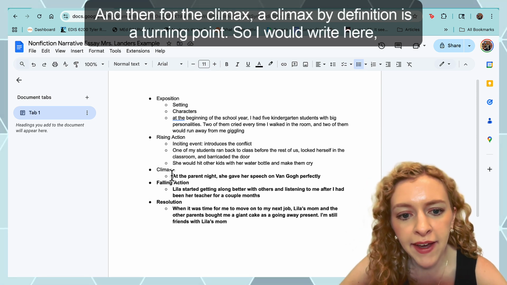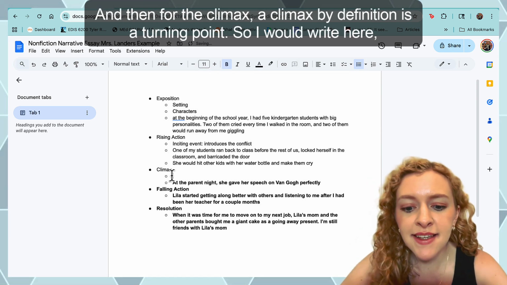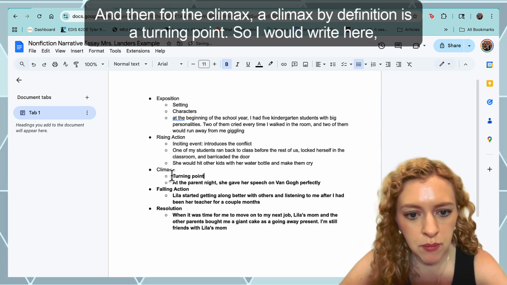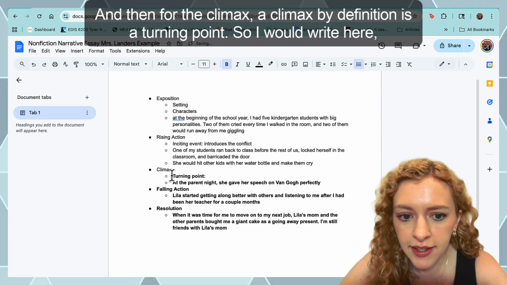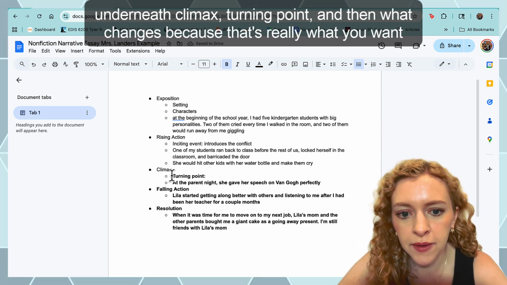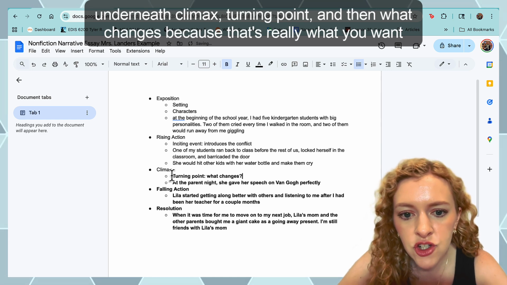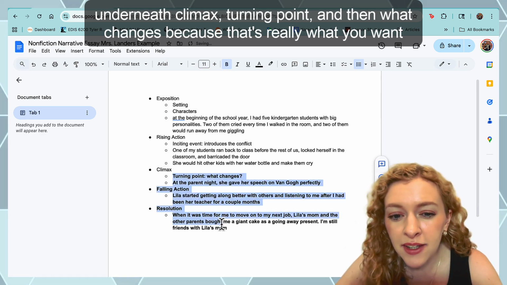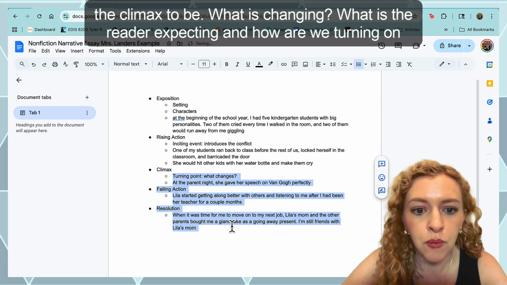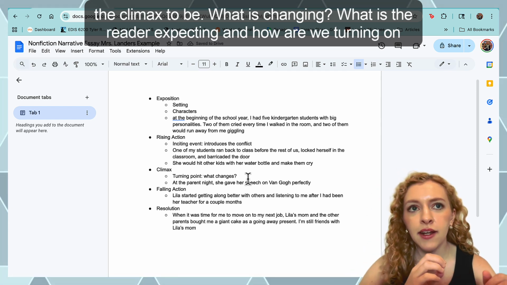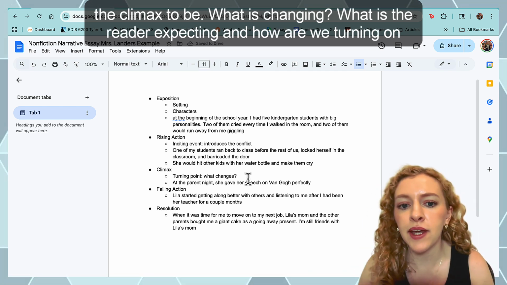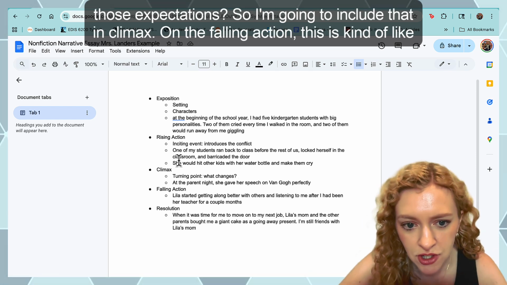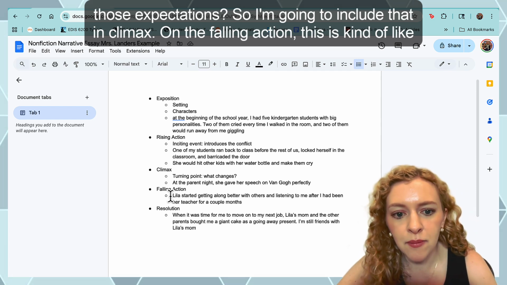And then for the climax, a climax by definition is a turning point. So I would write here underneath climax, turning point, and then what changes? Because that's really what you want the climax to be. What is changing here? What is the reader expecting, and how are we turning on those expectations? So I'm going to include that in climax.